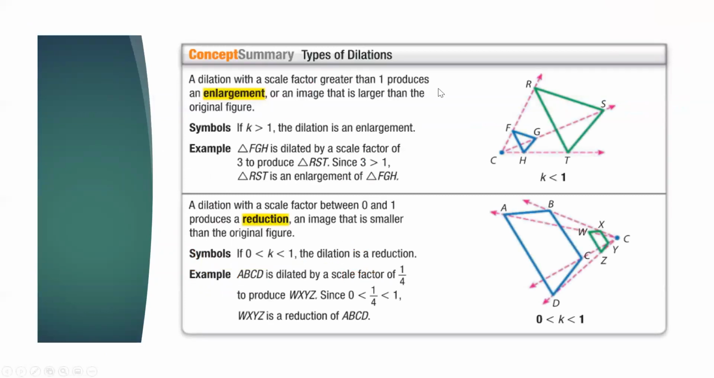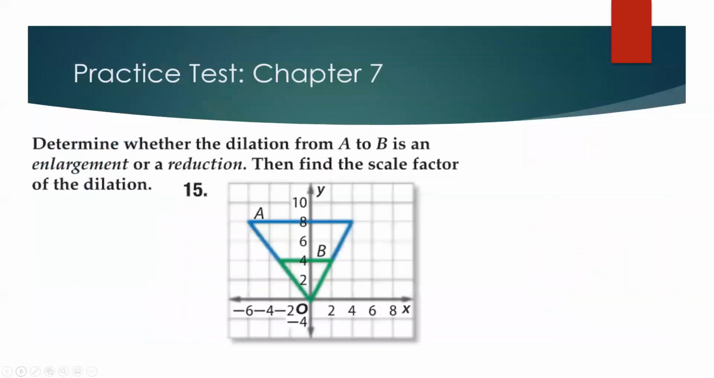All right, and then the next section talks about types of dilation. So there's an enlargement. So when you have a small figure, and then you enlarge it, you can determine the scale factor of the enlargement, or you can have a reduction. So when you're going from a large figure to a smaller figure, you can also figure out the scale factor for that as well, okay? So let's look at one of these. It says to determine whether the dilation from A to B is enlargement or reduction, okay?